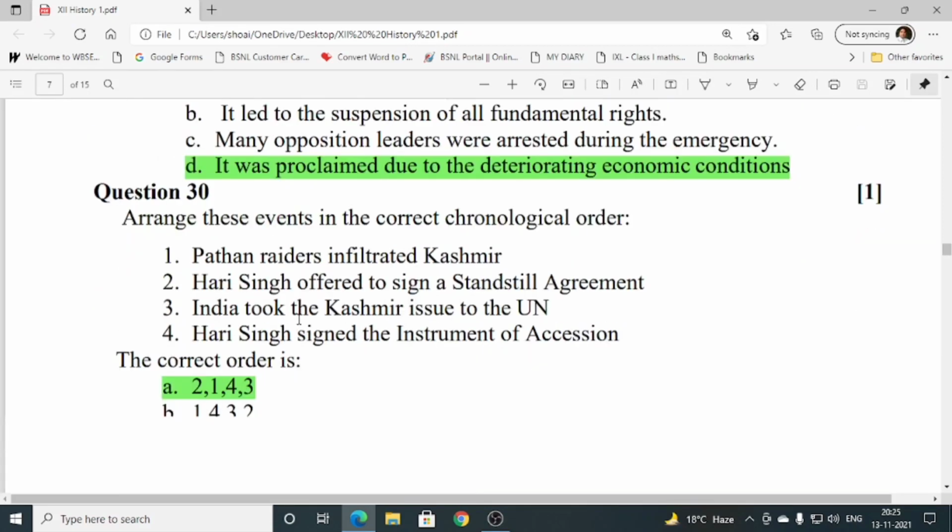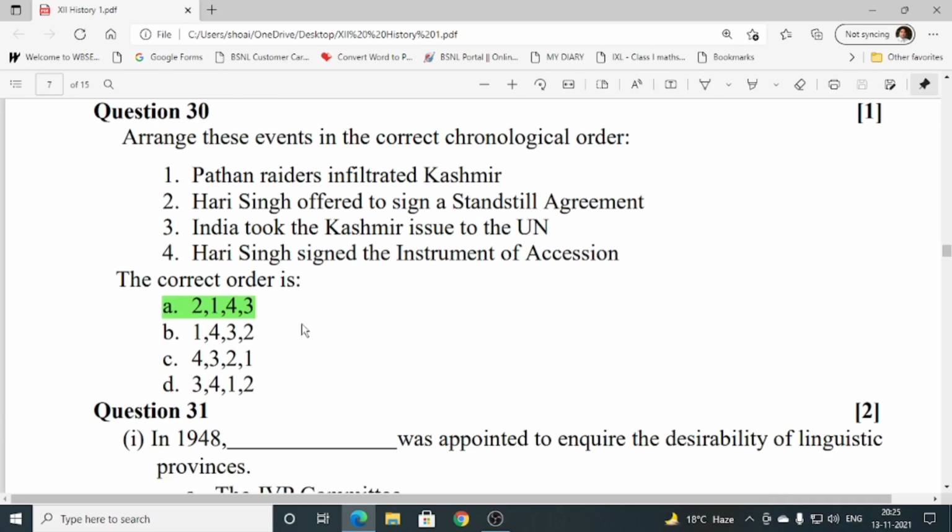D, arrange these events in the correct chronological order once again. So you can see here A, 2, 1, 4, 3. First one is 2, Hari Singh offered to sign a standstill agreement, that was with Pakistan. Then next number 1, Pathan raiders infiltrated Kashmir. Then 4, Hari Singh signed the instrument of accession. And the last one is number 3, India took the Kashmir issue to UN.